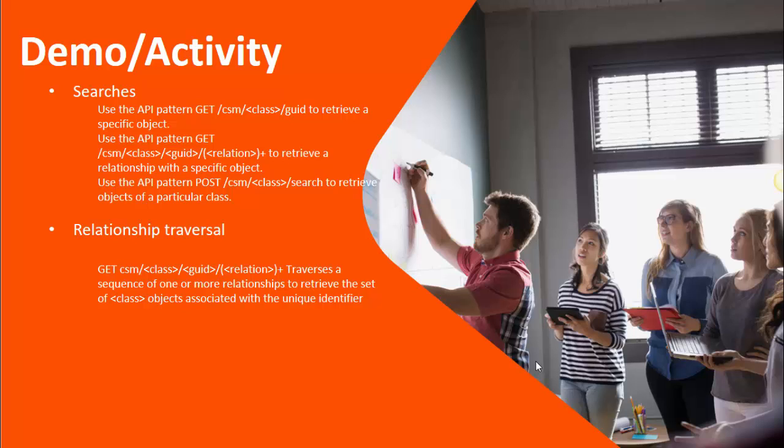API patterns that involve relationships enable you to specify one relationship or a sequence of relationships. When a sequence of two or more relationships is specified in an API request, the software steps through each named relationship in turn until it reaches the end of the sequence, which we saw in one of the examples.